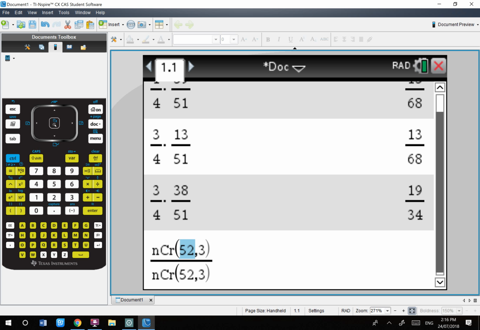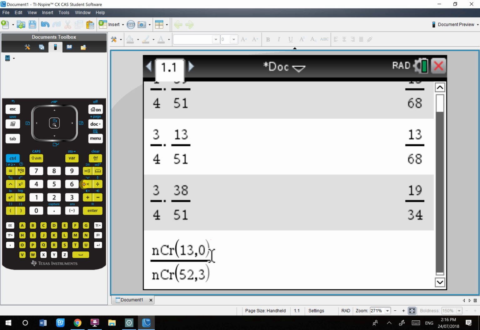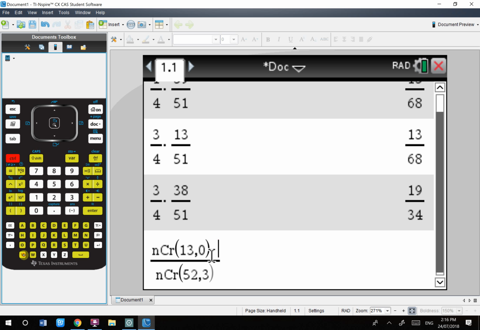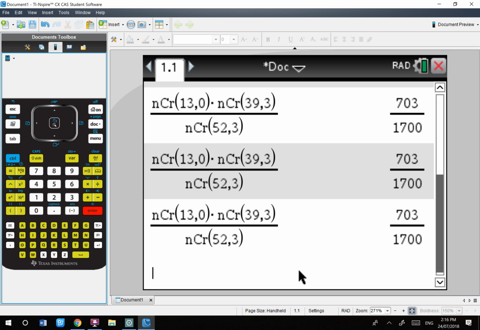Now on top, I need 13 select 0 times 39 select 3. So that's what I have typed on top. Let me make it higher for you. Okay, I get the first probability, which is 703 over 1700.